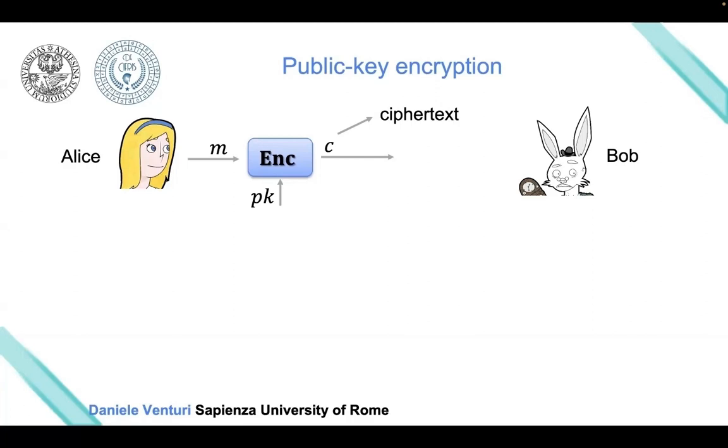There is an algorithm which takes as input the message and the public key and outputs a ciphertext C. And this ciphertext C is what Alice sends over the channel in such a way that Bob can use the corresponding secret key SK, which corresponds to PK, along with the ciphertext that he receives from the channel in order to recover the message M.